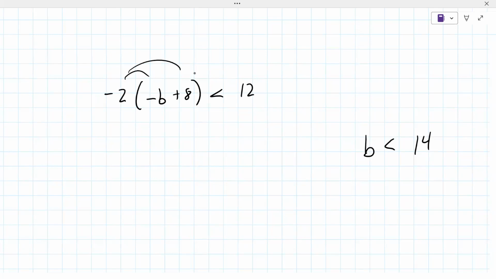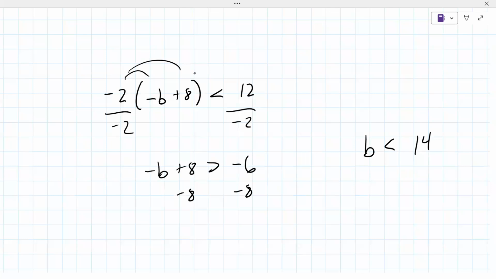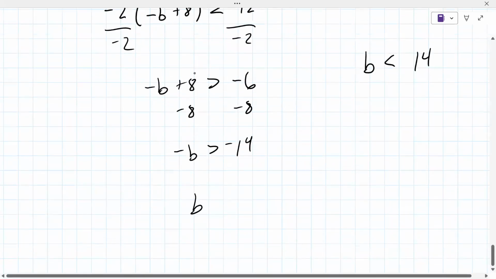Oh, I didn't distribute, I just divided immediately. Oh, that's fine. That's a good choice. So you get minus b plus 8 greater than -6. Hopefully you flip that. You subtract 8 from both sides. Yep. b greater than -14. And yes, b is less than 14.